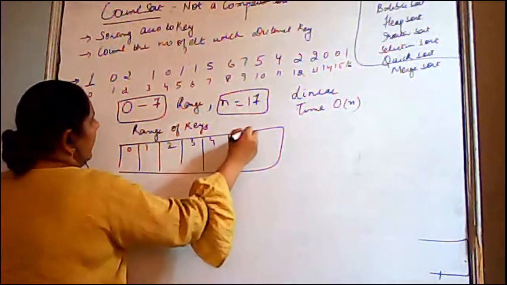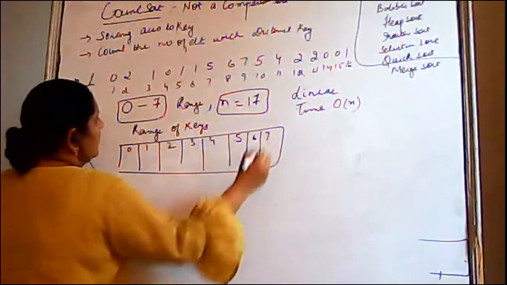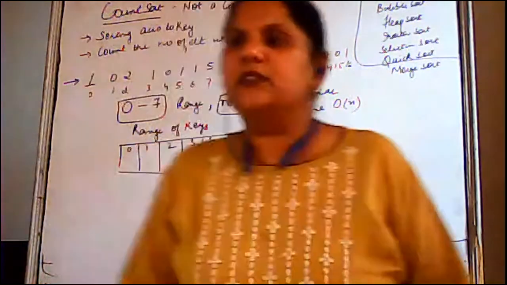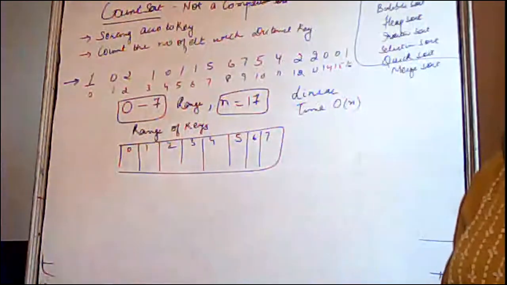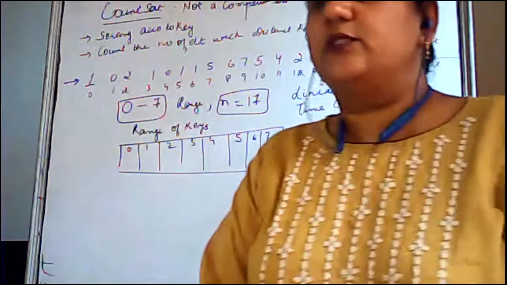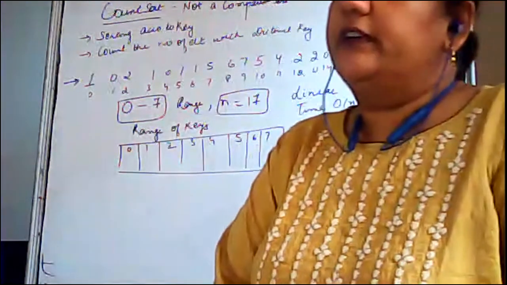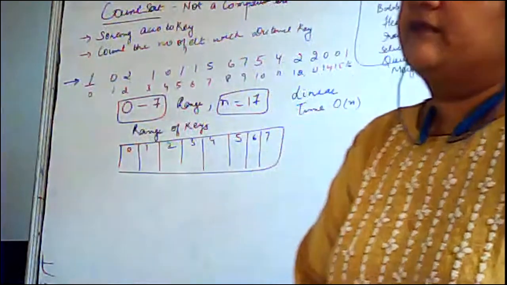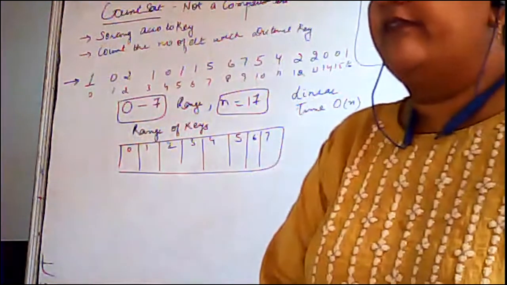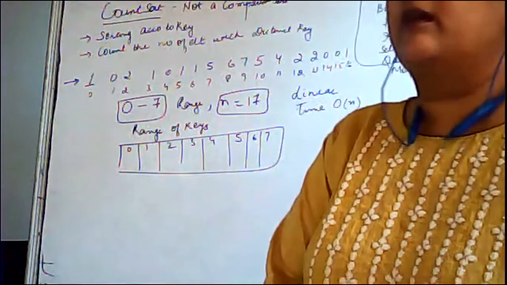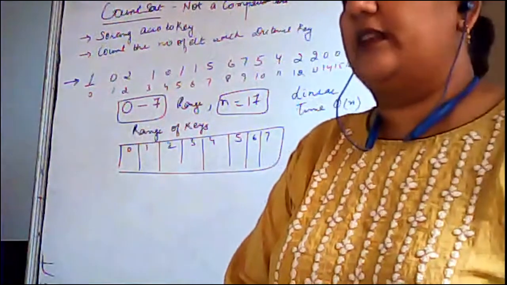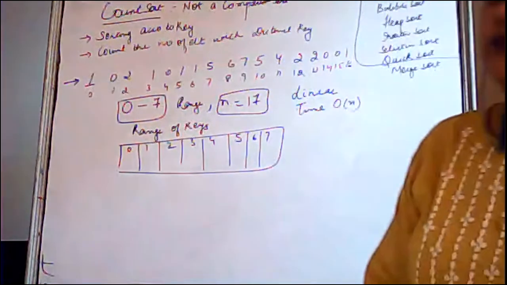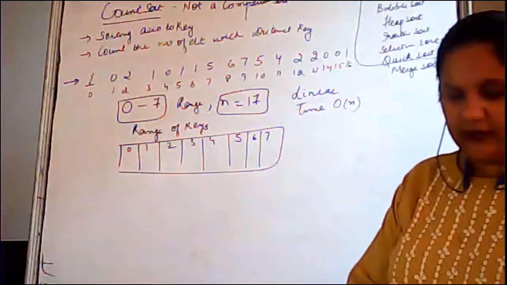4, 5, 6 and 7, because there are multiple occurrences of the single number. As you can see, 1 is coming so many times, 2 is coming so many times, then 0 is coming so many times. So it is repeating itself. So they are not distinct numbers. The numbers are repeating themselves and they are not varying. So that's why we apply the counting sort here.